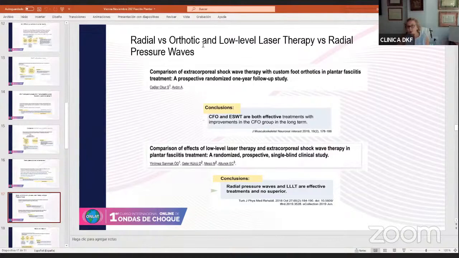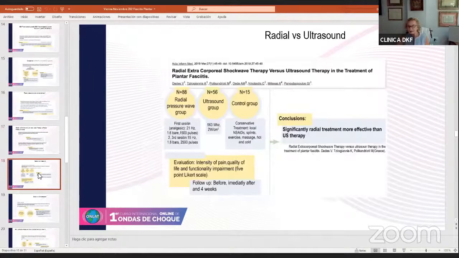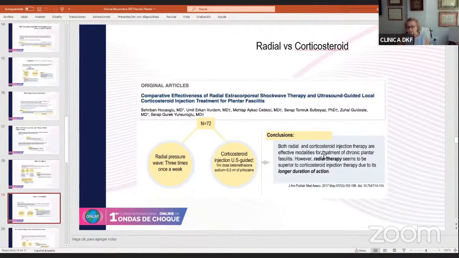orthotic treatment that we should always suggest to our patient, and low-level laser therapy, the studies concluded that radial pressure waves and low-level laser therapy are both effective treatments and not superior to each other. But if we compare with ultrasound, then radial pressure wave treatment is more effective than ultrasound. And versus corticoid, we know corticoid injection, as we have used for years and years before, had a short duration of action. And this tool, the radial pressure wave therapy, has a longer duration of action.